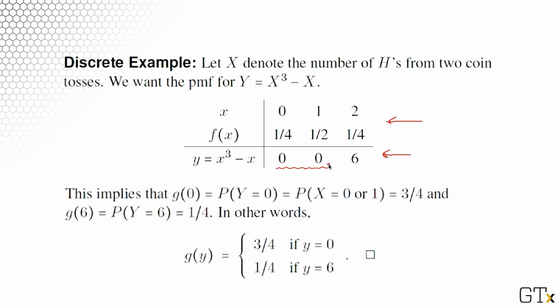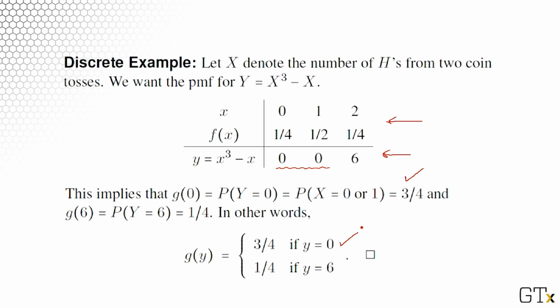The probability that y equals 0 is the probability that x equals 0 or 1. Add those up. A quarter plus a half equals 3/4. The only other possibility for y is y equals 6. And the probability of that is 1/4. I didn't have to do much thinking there. That corresponds to x equals 2. So, in other words, the probability that y equals 0 is 3/4. The probability that y equals 6 is 1/4. That is my PMF of y.